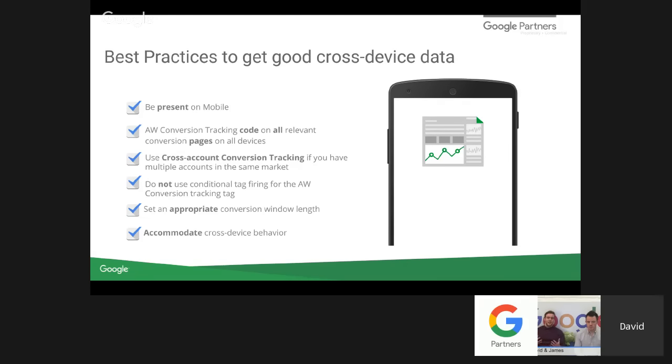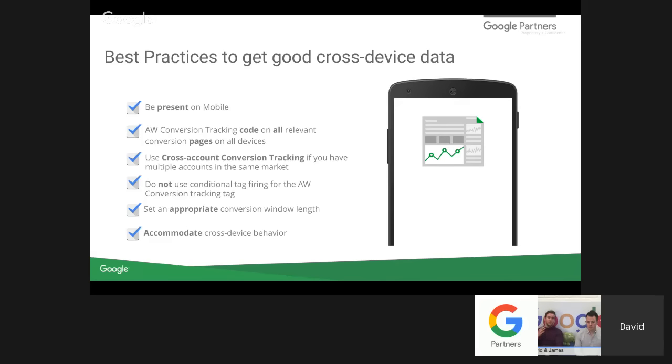We also need to take into account the likes of mobile ad text, making sure that our ad text is mobile optimized and making sure that all our ad extensions are mobile optimized and that we're fully showing on mobile. Next, it's important that AdWords conversion tracking code is put on all relevant conversion pages on all devices. So I can't tell how imperative this actually is.